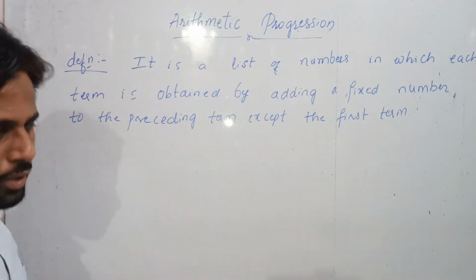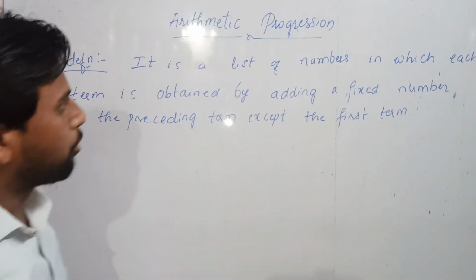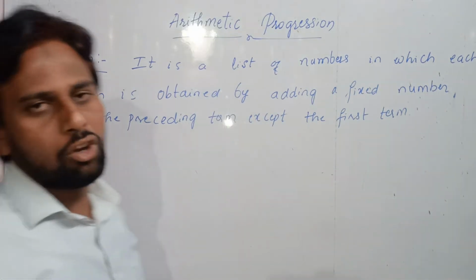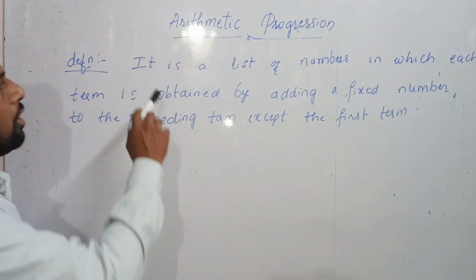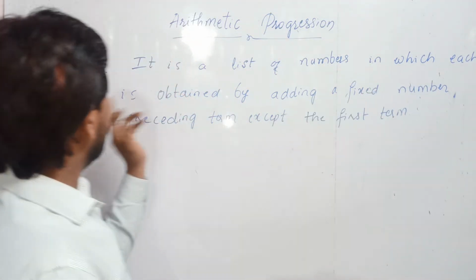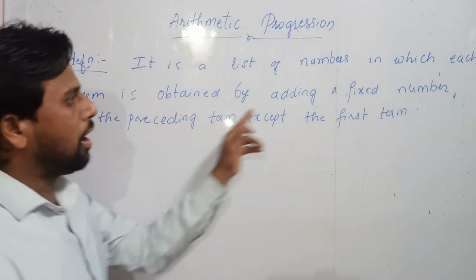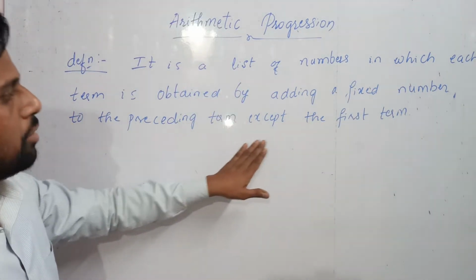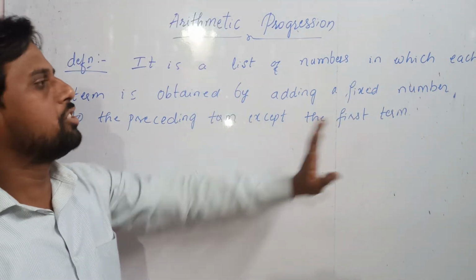So let us first discuss the definition of arithmetic progression. What do you mean by arithmetic progression? Students, the definition is written on the board. Let's discuss that. It is a list of numbers in which each term is obtained by adding a fixed number to the preceding term, except the first term.